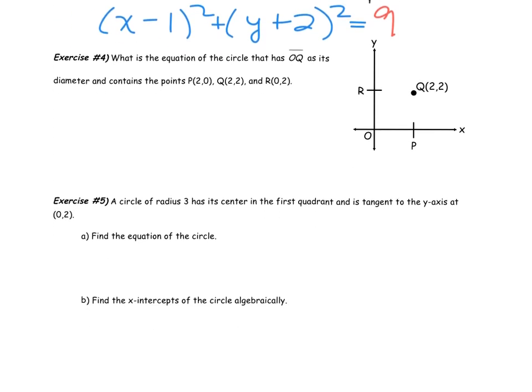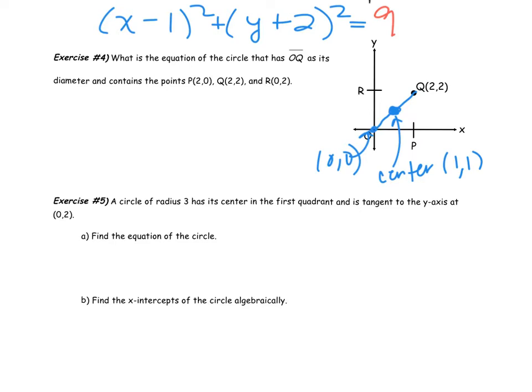So we have, what is the equation of the circle that has OQ as its diameter? So this is the diameter, meaning the center is here. So that's my center, which would be at 1, 1, right? Because if this here is 0, 0, halfway between 0 and 2 is 1, and halfway again between 0 and 2 is 1. And it contains the points 2, 0 and 0, 2.